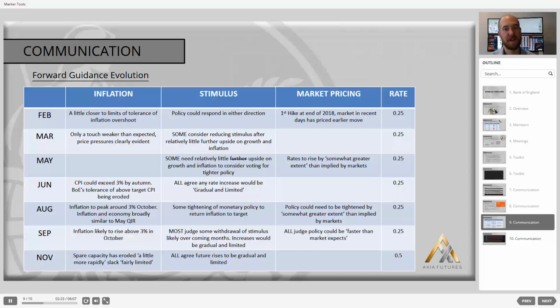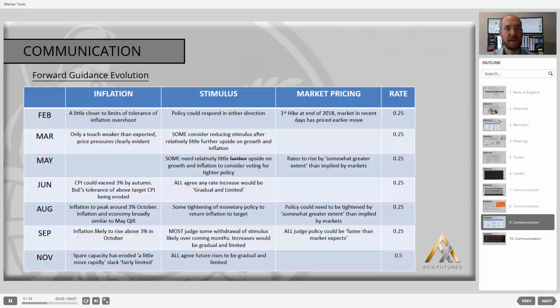It's basically saying that the market from February, where the market was expecting rates to rise faster, has now gone the other way, and so now it needs to bring their expectations back up. Looking at a chart, your first thought is, come June, Bank of England saying that CPI could exceed 3% by August. Bank of England's tolerance for that increase in CPI is being eroded.